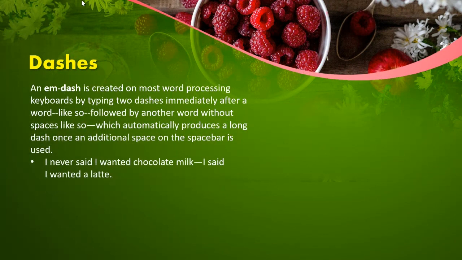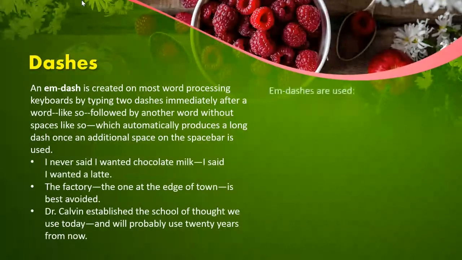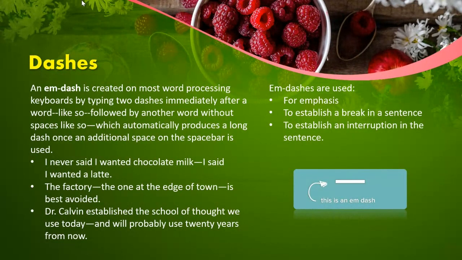An M dash is created on most word processing keyboards by typing two dashes immediately after a word, followed by another word without spaces. This will automatically produce a long dash once an additional space on the sidebar is used. M dashes may be used for emphasis, to establish a list, or to establish an interruption in the sentence. Some examples are listed below.